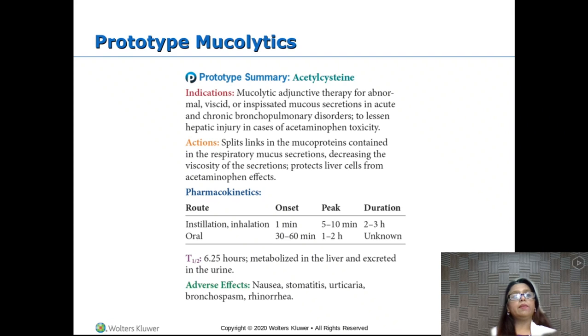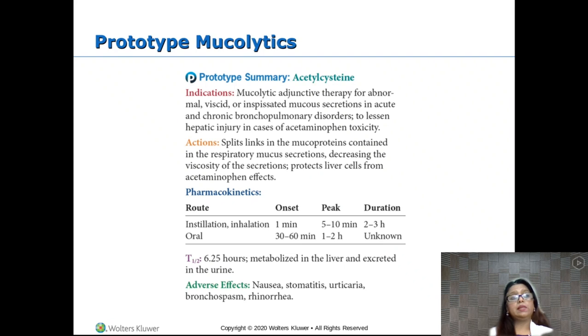Acetylcysteine, also known as Mucomyst. It's a mucolytic adjunctive therapy for abnormal, thick mucus secretions in the bronchial tract. Acetylcysteine is also a reversal agent for Tylenol toxicity, which is acetaminophen toxicity. That is one of the important things to memorize.